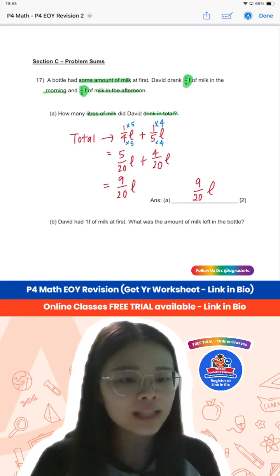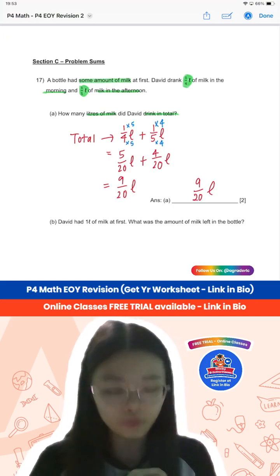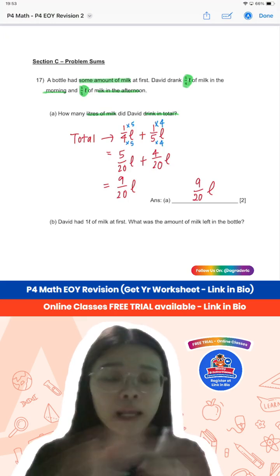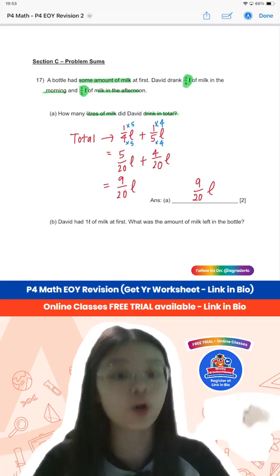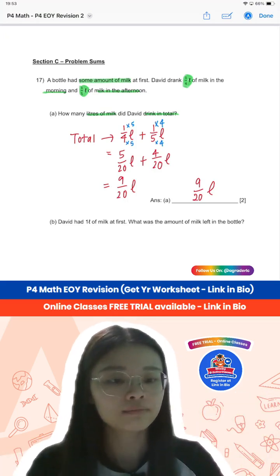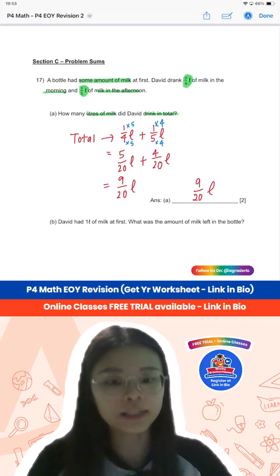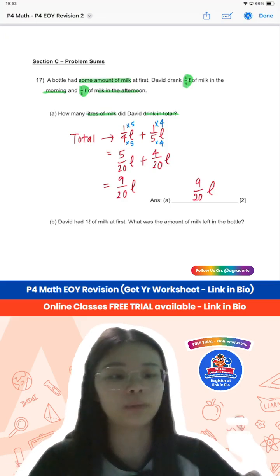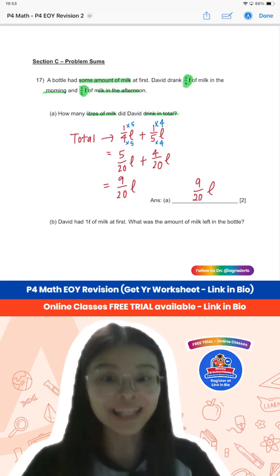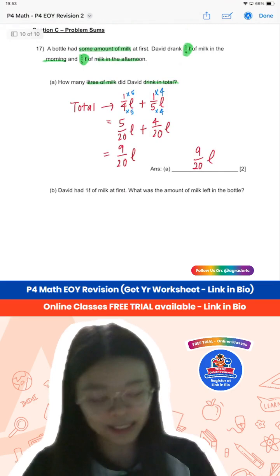Gwen asks, how do we add 3 fractions? If you want to add 3 fractions, it's exactly the same as 2 fractions. You just need to make sure the denominator is common. As long as the denominator is common, you can add. If they are not common, then just change all 3 into common denominators. Okay, now we are on our very last part.